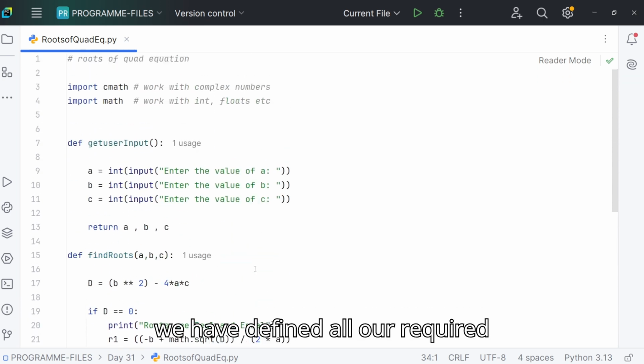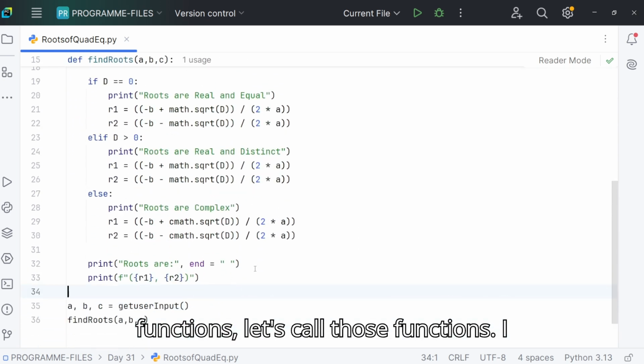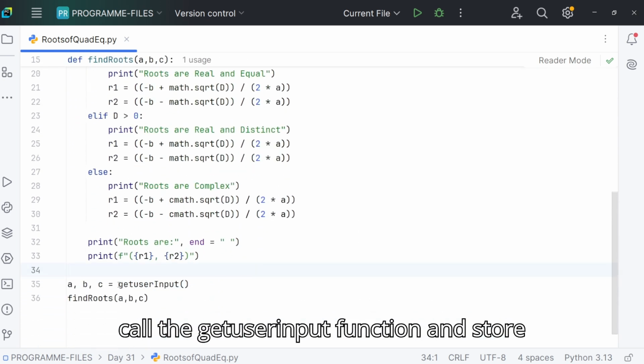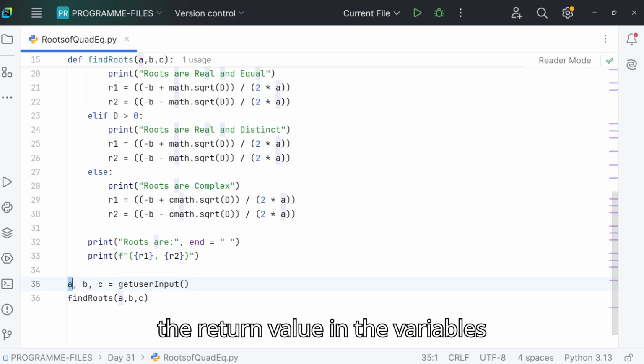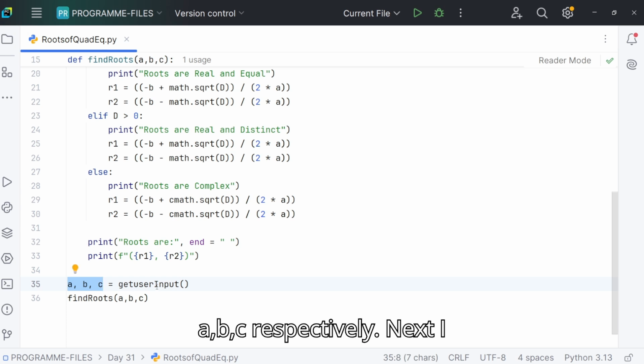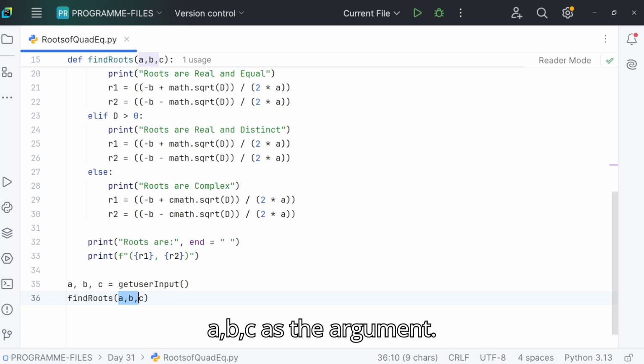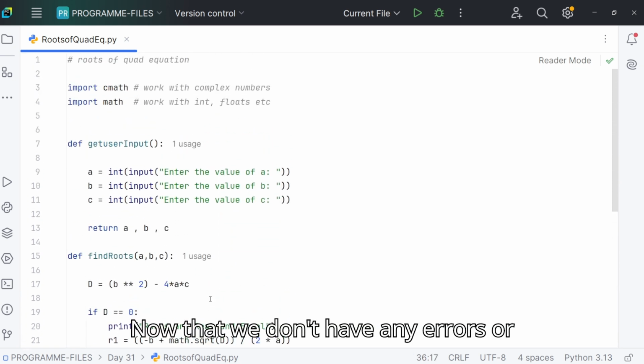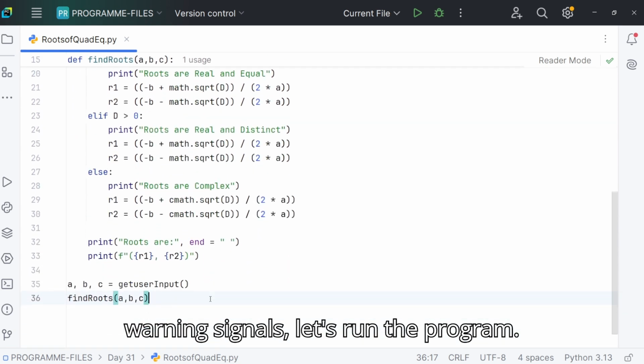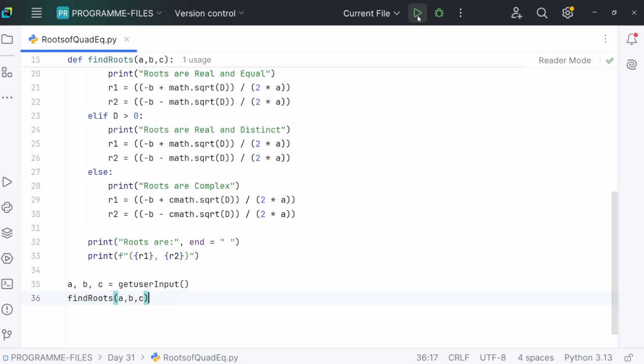Now that we have defined all our required functions, let's call those functions. I call the getUserInput function and store the return values in the variables a, b, c respectively. Next, I call the findRoots function and pass a, b, c as the arguments. Now that we don't have any errors or warning signals, let's run the program.